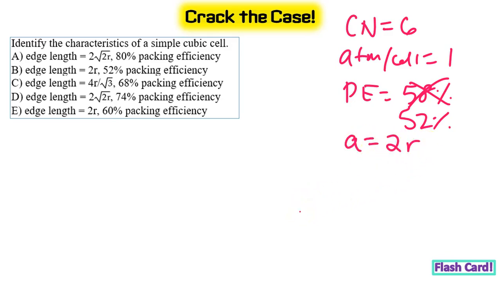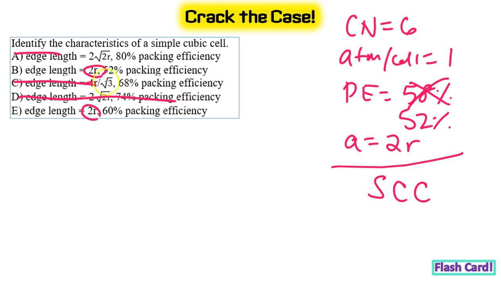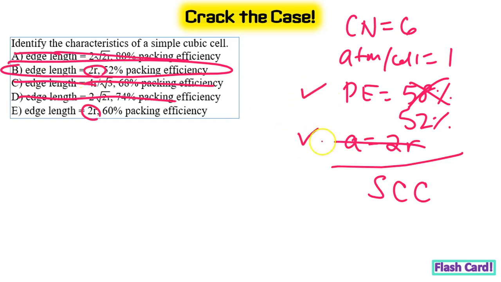So we can use that to our advantage just when we're thinking about characteristics of SCC. So in this question, all we have to do is find the answer that's related to all these different characteristics. So first, the edge length is going to be 2R. We see 2R here, we see 2R here. So we can get rid of all of these that don't have 2R. Now we're down to B or E. Next, we look at packing efficiency. We know the packing efficiency is 52%, so automatically, yes, is going to be letter B. Edge length of 2R, packing efficiency of 52%, so we are good.